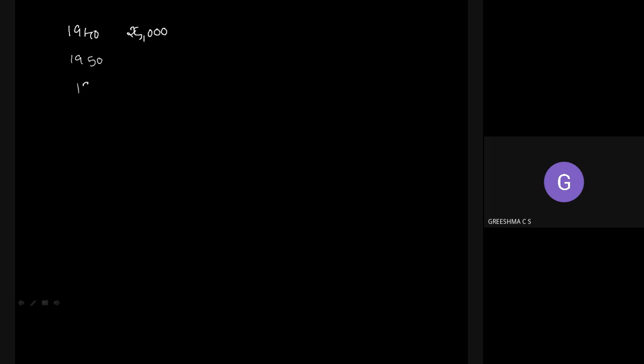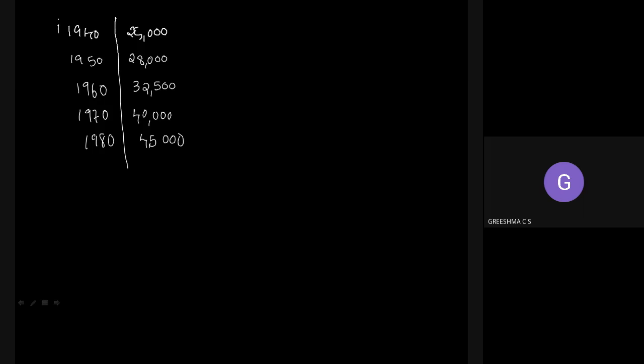Then 1950, 1960, 1970, and 1980. For 1950 it is 28,000. For 1960 it is 32,500, for 1970 it is 40,000, and in 1980 it is 45,000. So this is the year and this is the population.